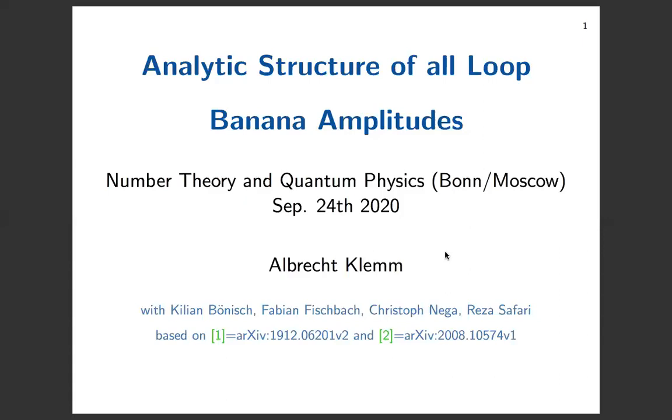So my talk today will be about the analytic structure of a particular Feynman amplitude, which is called the banana amplitude, because its topology resembles somehow a banana. This was work that I did with four students here in Bonn, which are written here, and it's based on two preprints. One is published, the first one, and then a very recent preprint number two.